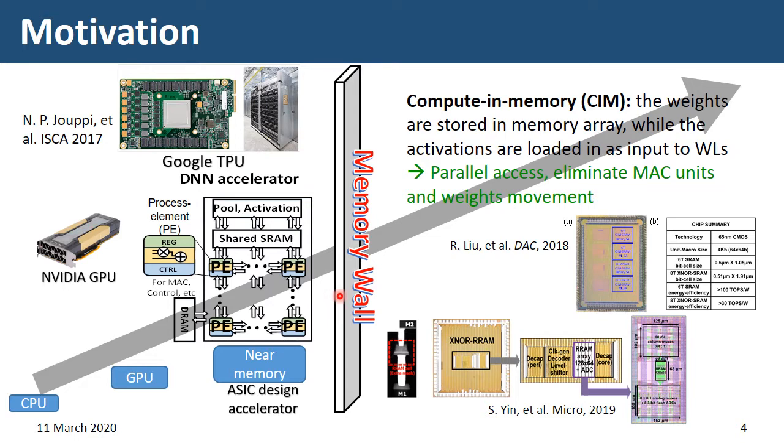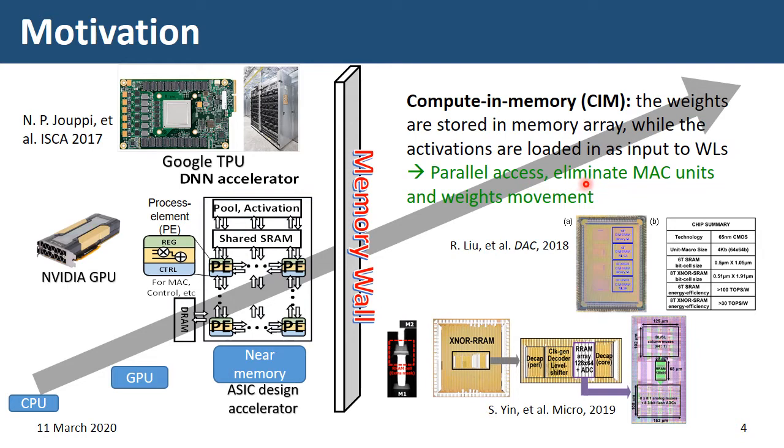To overcome this kind of memory wall problem, the research community has been advocating the computing-in-memory paradigm, where the weights of the neural network are stored in the memory array, whereas activations are loaded as inputs to the word lines of the memory array to do the computation within the memory array. This can enable parallel access to multiple word lines, and then we can do the summation of the currents along the bit line.